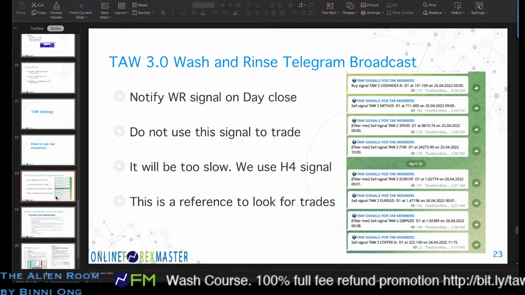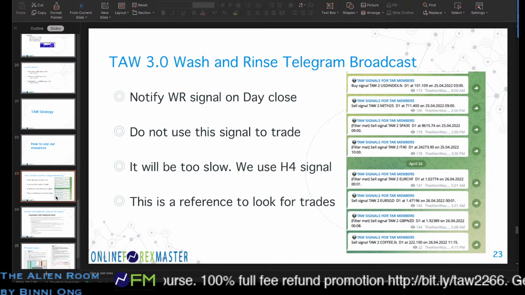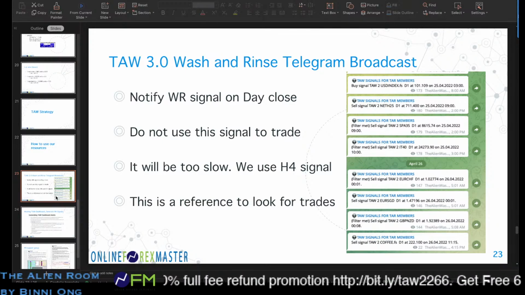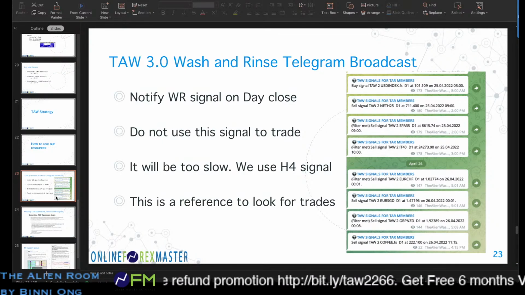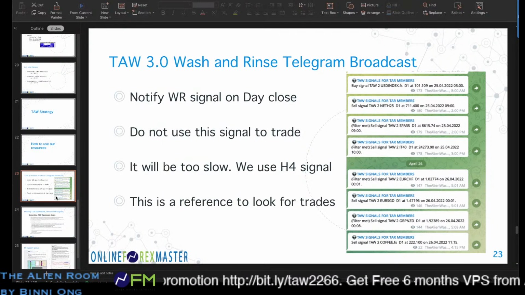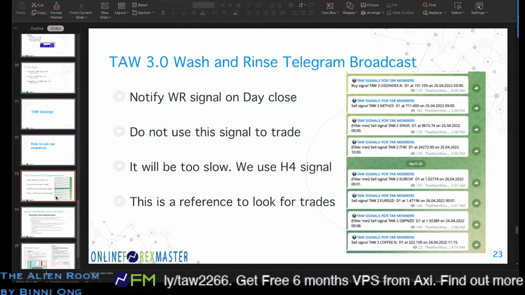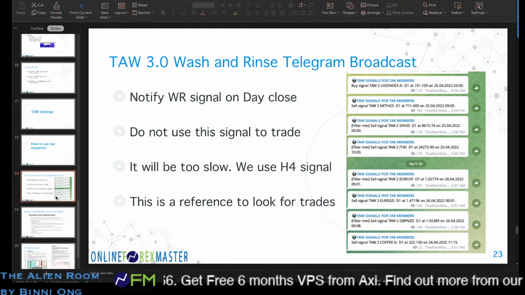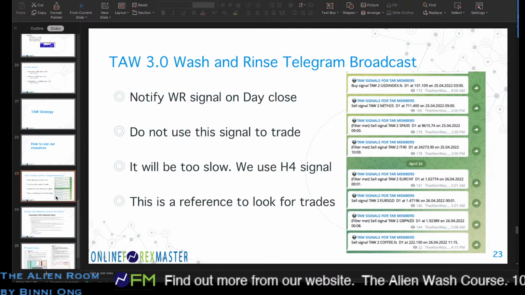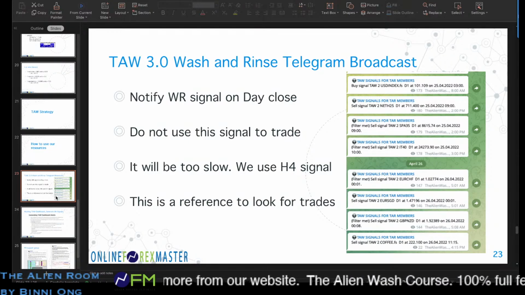Let me come to the last part of this section here. Every morning, you will receive this Telegram broadcast if you join the channel. This one is not a signal to trade. It's just to tell you that there's a wash and rinse going on, so it helps you to look for trades easily.